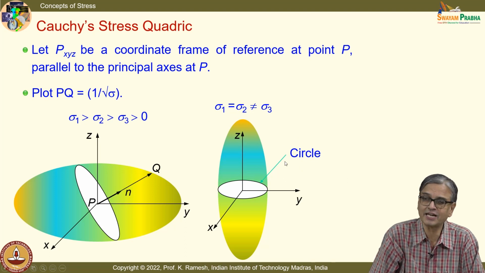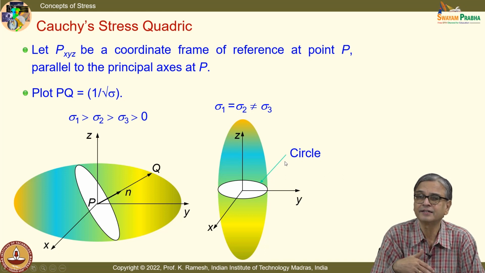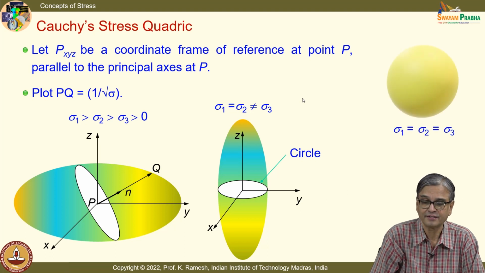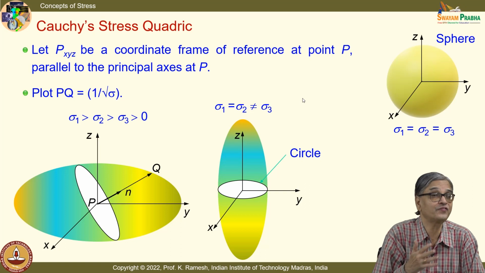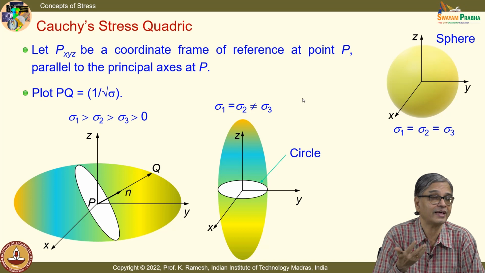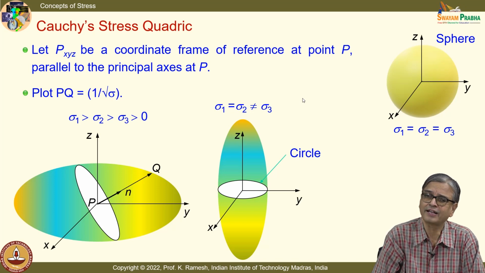You have a special form of ellipsoid, okay? Ellipse at all other places, but it is a circle at the center. Suppose I have a situation sigma 1 equal to sigma 2 equal to sigma 3, you get a sphere. What did we get in Mohr circle? If I have sigma 1 equal to sigma 2 equal to sigma 3, we just got a point. Fine. So it was a very simple graphical representation, very elegant.